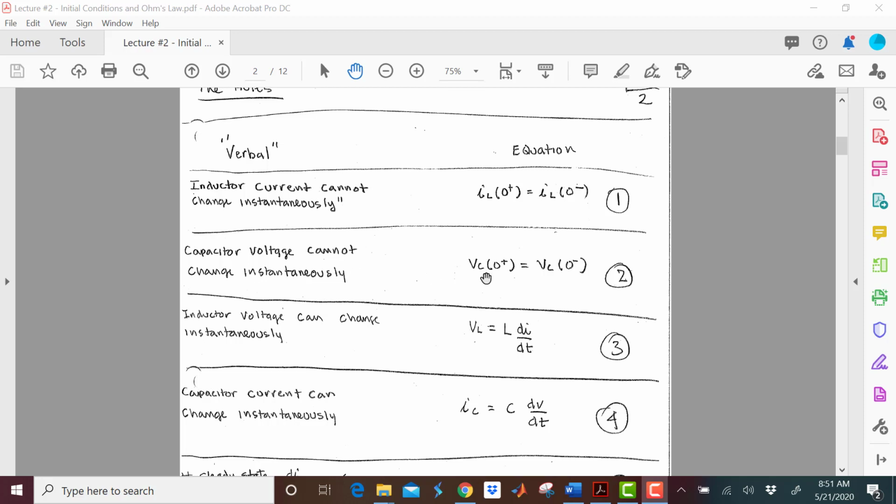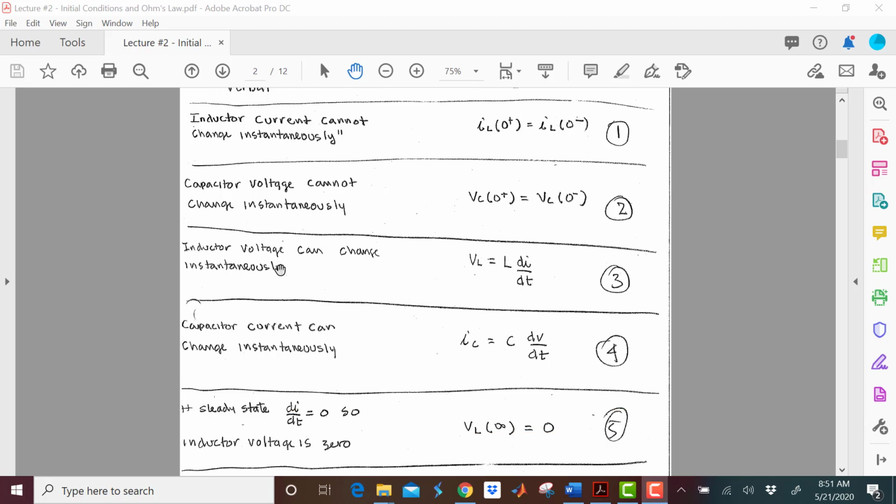Mathematically, we have the voltage on the capacitor at 0 plus is equal to the voltage on the capacitor at 0 minus. So at that topology change, the capacitor voltage will not change. It will eventually change, but right at the instant of changing, the voltage will not change. So here are our cannots. Let's look at our cans.